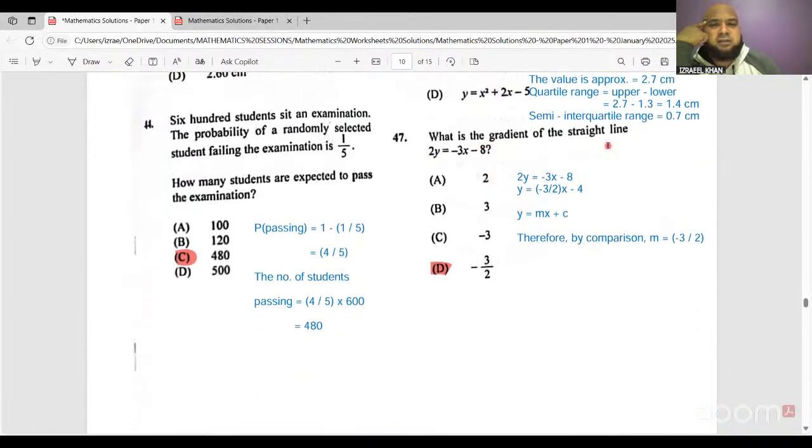47. What's the gradient of the straight line 2y equals minus 3x minus 8? What we can do here, class, is divide each term by 2. So I'll get minus 3x over 2, which is minus 3 on 2 by x, same thing. Divide the 8 by 2, you get minus 4. So what's the gradient? The gradient is the value in front of x, the coefficient of x. That's minus 3 on 2. Simple.